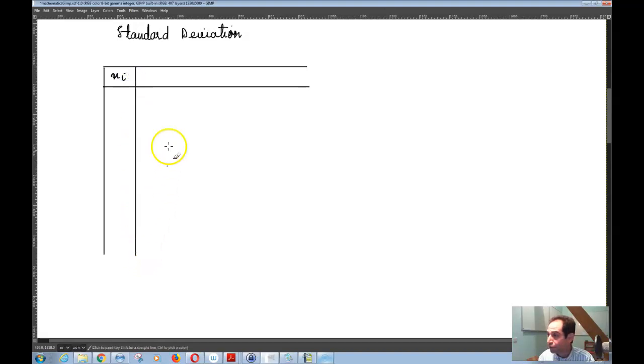you have your f of i's here, and they are basically 3, 8, 13, 18, 23. And the f of i's related to these observations are 7, 10, 15, 10, and 6.